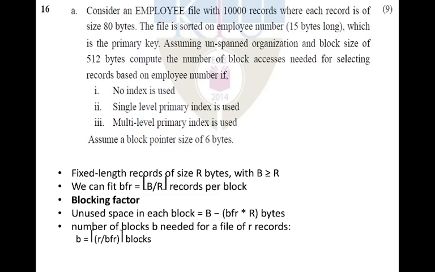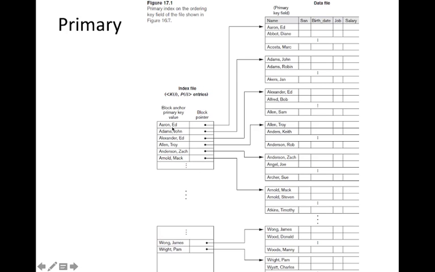So why we take this is because this is the actual size. This is actually the employee number, that will be 15, and the block pointer, it is given in the question, it is 6 bytes. So 15 plus 6, 21. So we need to store this index file also in a disk block. So we have to calculate the number of blocks required for this index file plus the number of blocks required for this data file. So that is why we are calculating this.